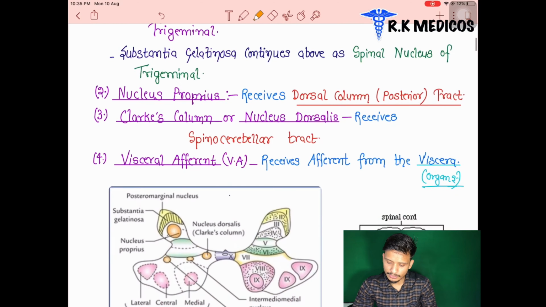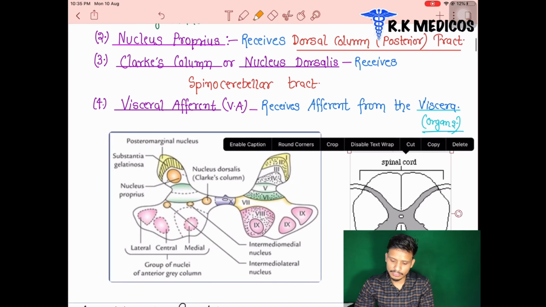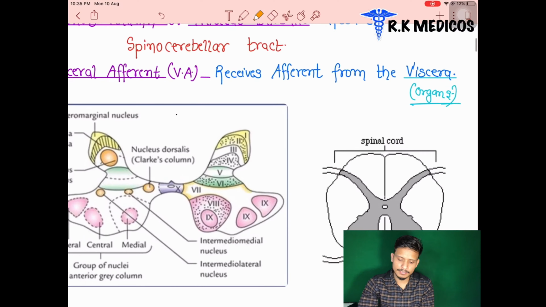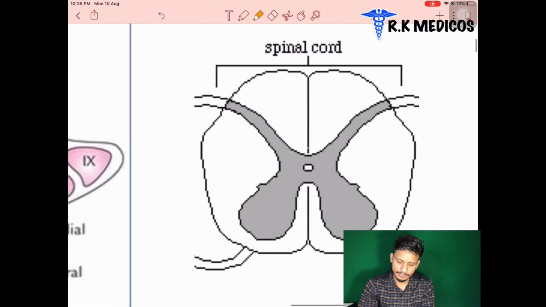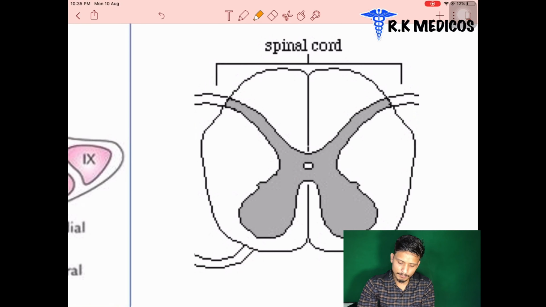I'm going to enlarge it. This is the spinal cord section, and in this cut section you can see the structure which appears gray in color, marked with red. All this gray colored structure is called the gray matter.